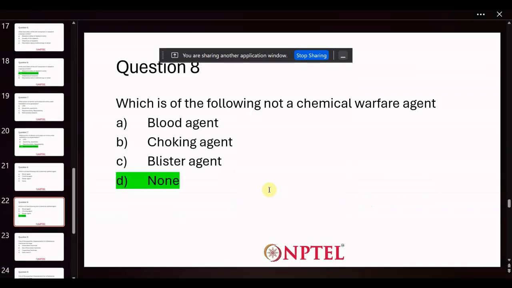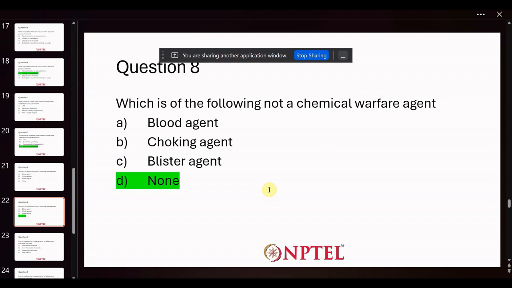So yeah, the basic trick is: a blood agent goes and affects the blood. A choking agent means you are not able to breathe when that agent is there, and a blister agent causes blisters on your skin. There might be something like chlorine or something like that. So all these kinds of agents are being used in chemical warfare. So these are all chemical agents.